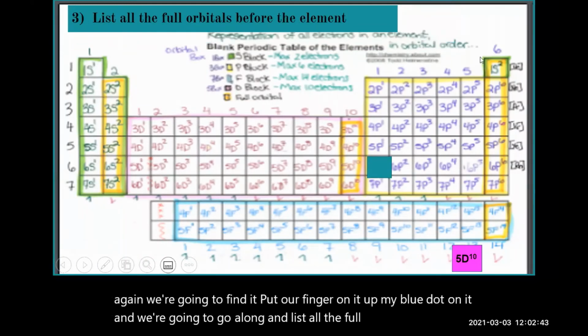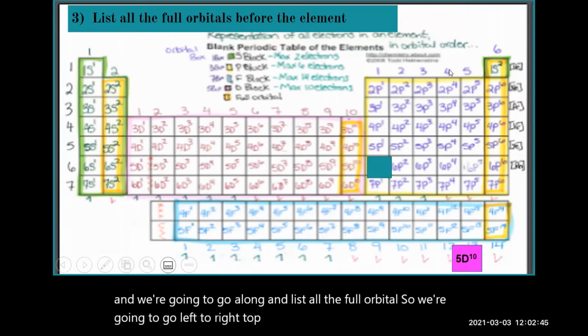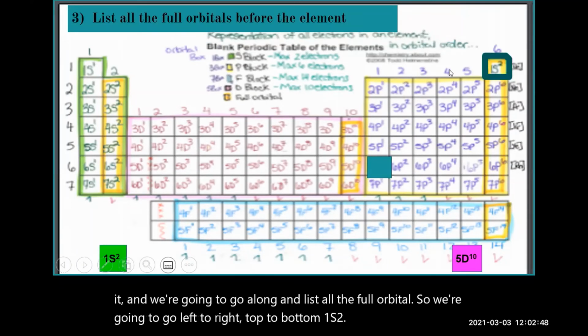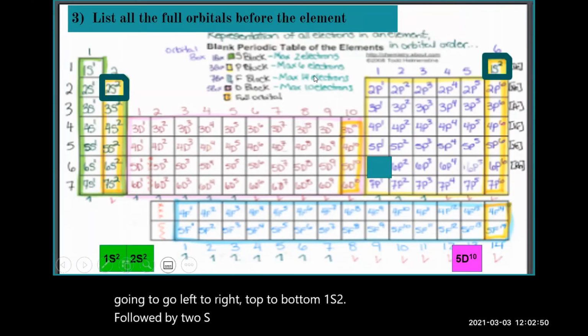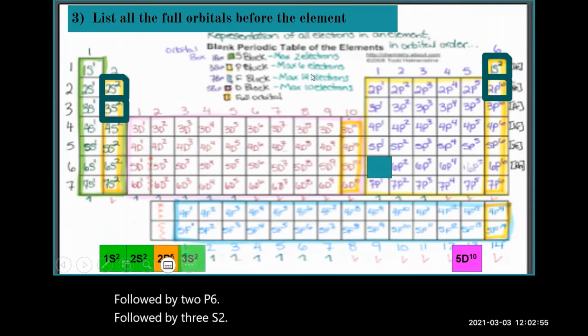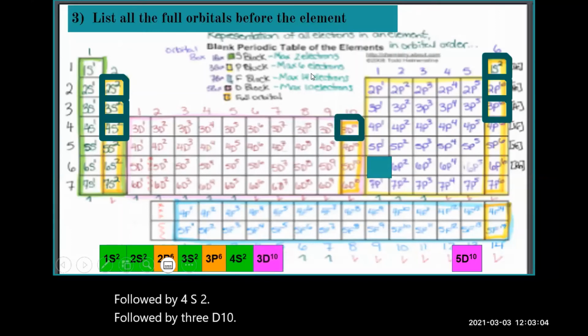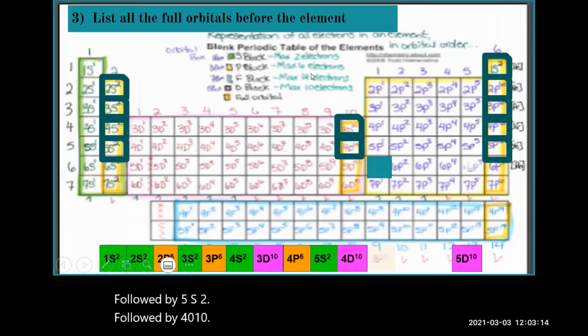So we're going to go left to right, top to bottom, 1s2, followed by 2s2, followed by 2p6, followed by 3s2, followed by 3p6, followed by 4s2, followed by 3d10, followed by 4p6, followed by 5s2, followed by 4d10, followed by 5p6, followed by 6s2.